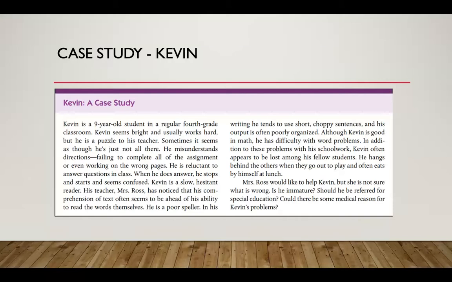In addition to these problems with his schoolwork, Kevin often appears to be lost among his fellow students. He hangs behind the others when they go out to play and often eats by himself at lunch. Mrs. Ross would like to help Kevin, but she's not sure what is wrong. Is he immature? Should he be referred for special education? Could there be some medical reason for Kevin's problems?